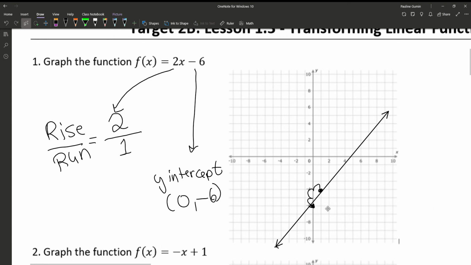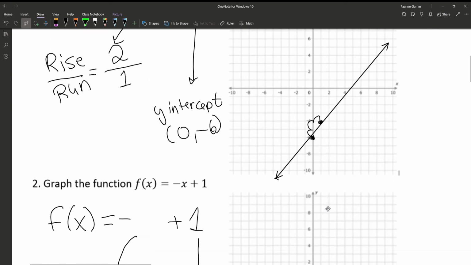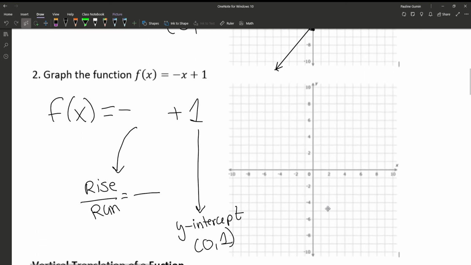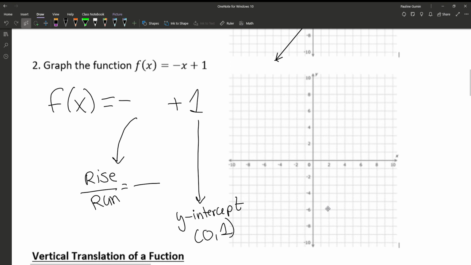All right. Now, let's apply some transformations. Oh, before that, I did want to point something out. I wanted to remind us that we have this invisible 1 that's in front of any variable. Sometimes it's even an invisible negative 1. In this graph, f of x equals negative x plus 1, what it really is is negative 1x plus 1.